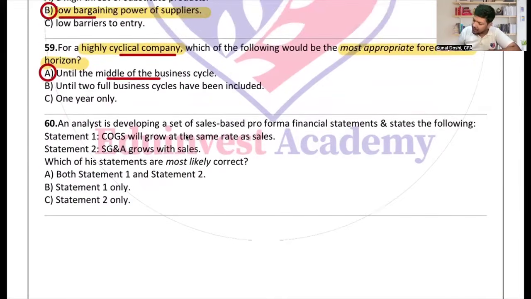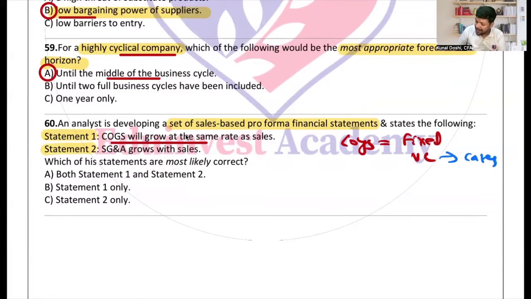Next, analyst is developing a set of sales-based pro forma financial statements. So you're forecasting based on sales and states the following: statement 1, statement 2. Cost of goods sold will always grow at the same rate as sales. Guys, cost of goods sold has fixed as well as variable cost. Variable cost, of course, goes with sales. But can I say the same for fixed cost also? No. So statement number 1 is wrong. Am I correct?